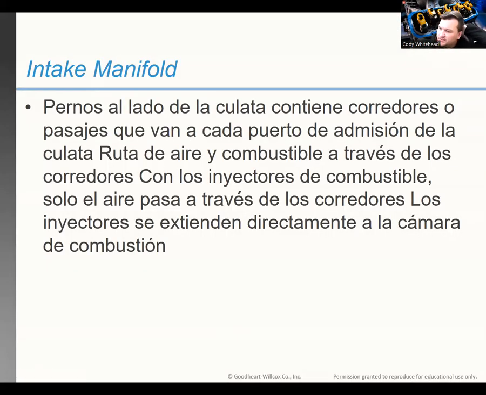The intake manifold bolts to each side of the cylinder heads and contains runners or passages to each cylinder head intake port. Air and fuel is routed through the runners. With fuel injectors, only air passes through the runners. The injectors inject into the head port. Some fuel injectors extend directly into the combustion chamber.